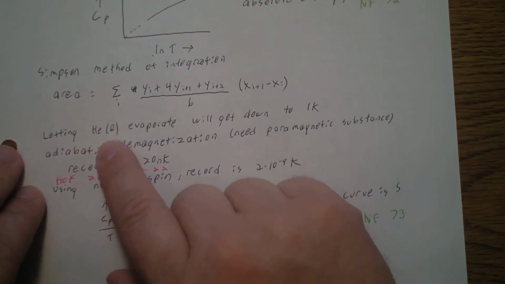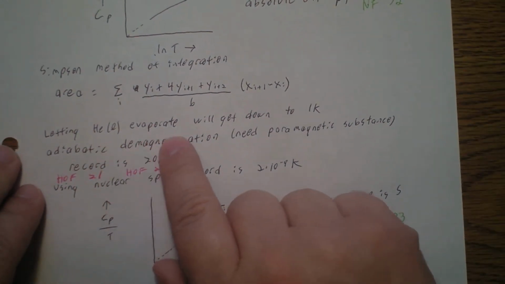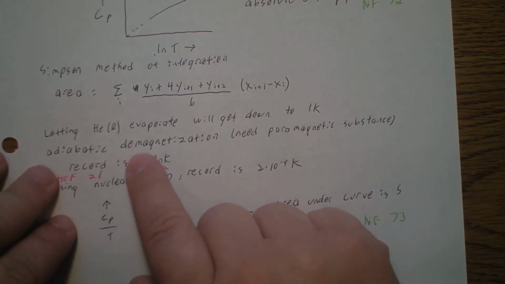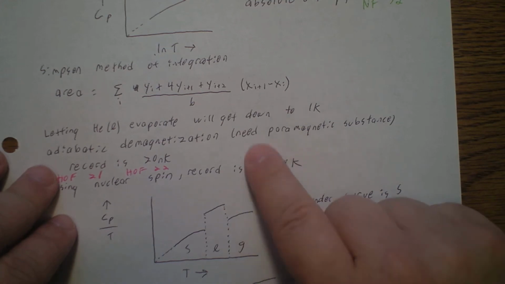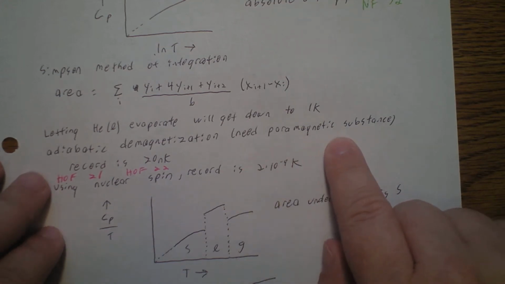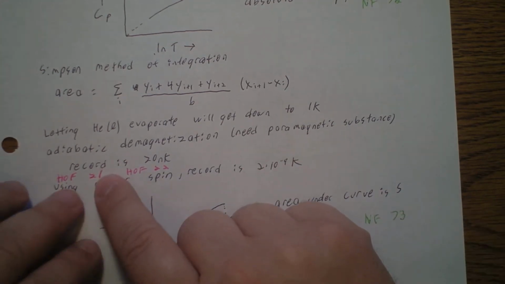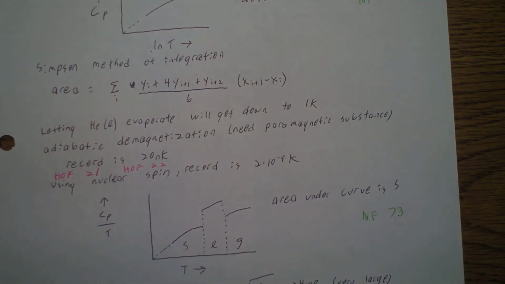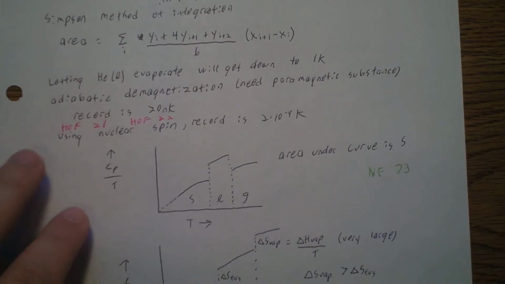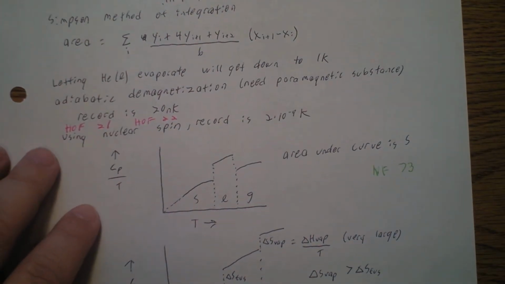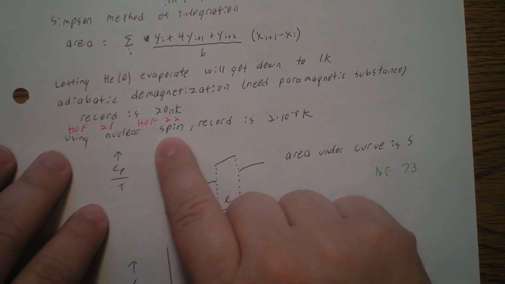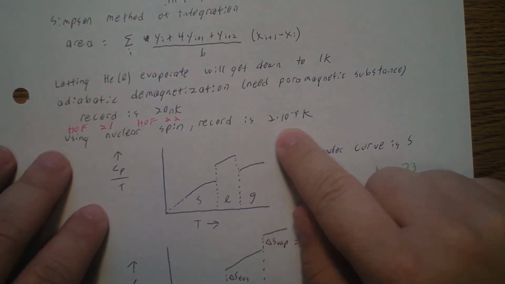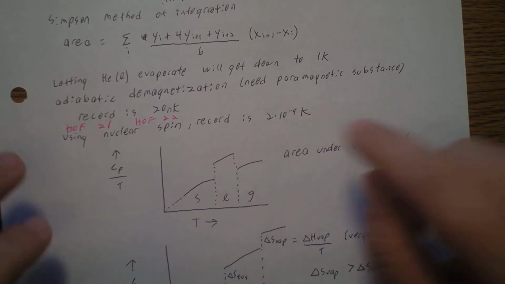So let's say we have liquid helium evaporate. We're going to get down to 1 Kelvin. If we want to get even colder than that, we have to use adiabatic demagnetization. But of course, to do that, you need a paramagnetic substance. As of a few years ago, at least, the record was getting down to about 20 nanokelvins. Now, see handouts 21 and 22. Oh, wait, and then using nuclear spin, somebody's gotten down to 2 nanokelvins.